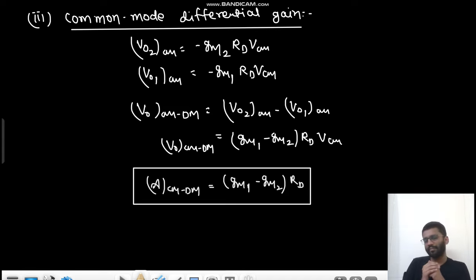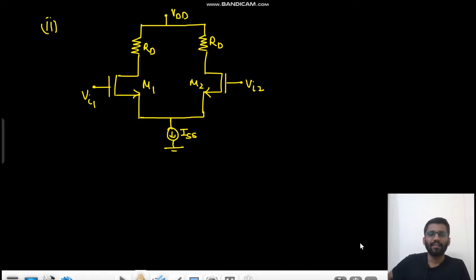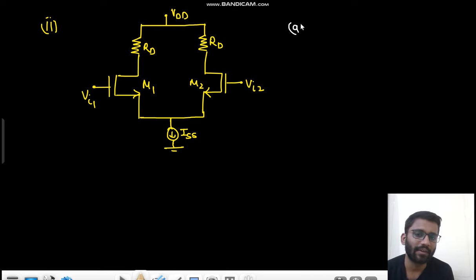Now we will calculate the same parameters on the same circuit, but now we have a current source. So now we will see what advantage or disadvantage we get here. I am telling you, we will get the advantage only. So now we have the current source. The first thing we need to calculate is the differential gain. That we will do in the next page.